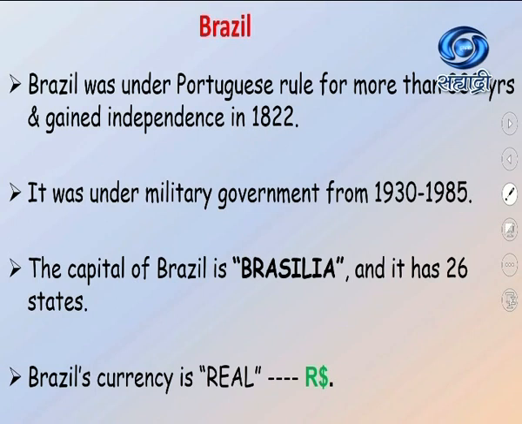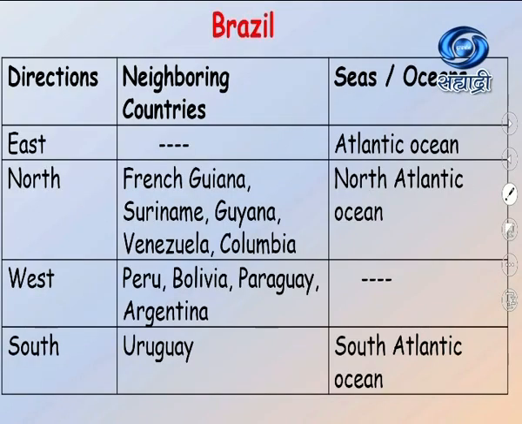Brazil's currency is the real. Now, we had just seen with the help of the map the neighboring countries and the oceans surrounding this country. Let's revise. In the east, we find it is surrounded by the Atlantic Ocean. In the north, we find it is shared by French Guiana, Suriname, Guyana, Venezuela, and Colombia.